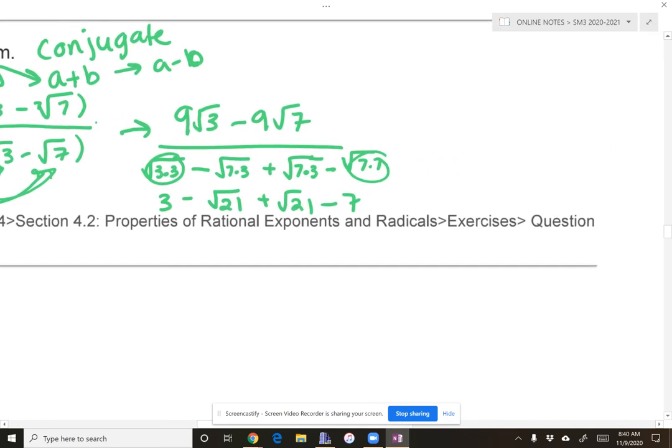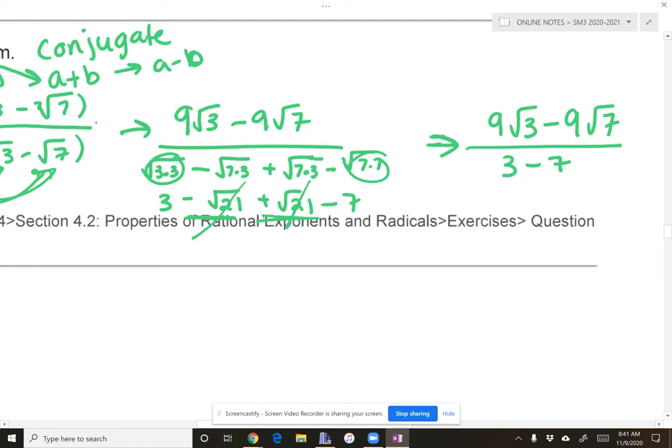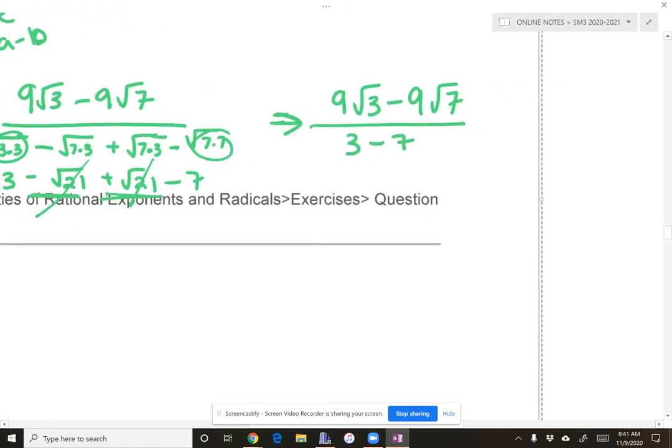And this is why the conjugate is awesome, because the 2 middle terms, the minus root 21 and the plus root 21, will always cancel. So right now, we have our top as 9 square root of 3 minus 9 square root of 7. We can't combine those because the square root of 3 and the square root of 7 are not the same thing. But on the bottom, now I have 3 minus 7. Top stays the same. 3 minus 7 is negative 4.